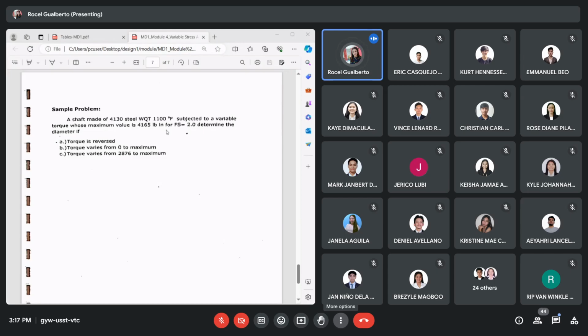Now, let us have the first given values. I'll be solving and give you direction on how to solve for letter A, and then for B and C, it is up to you. So, let us start with the given values.